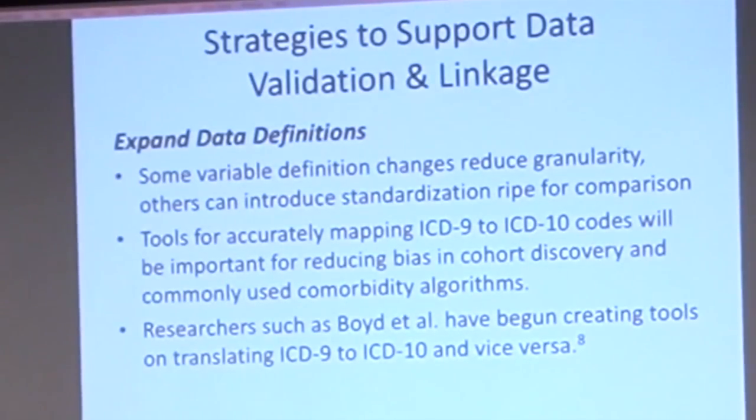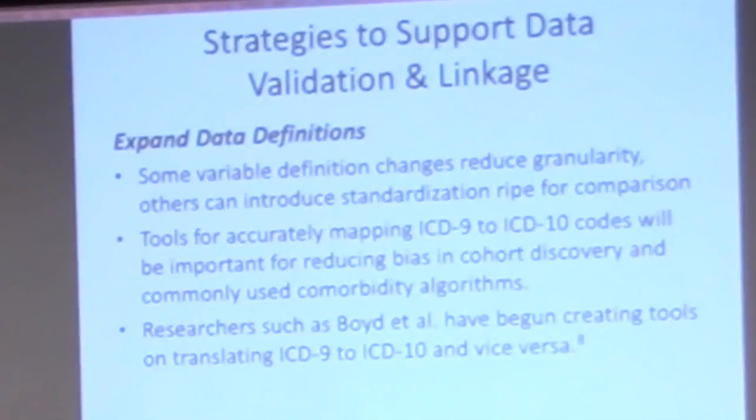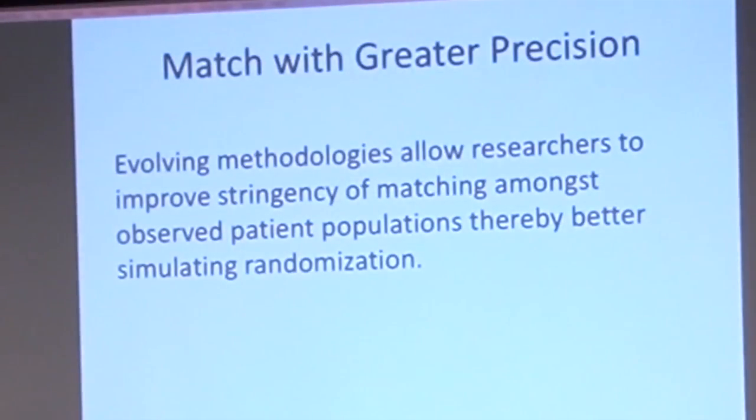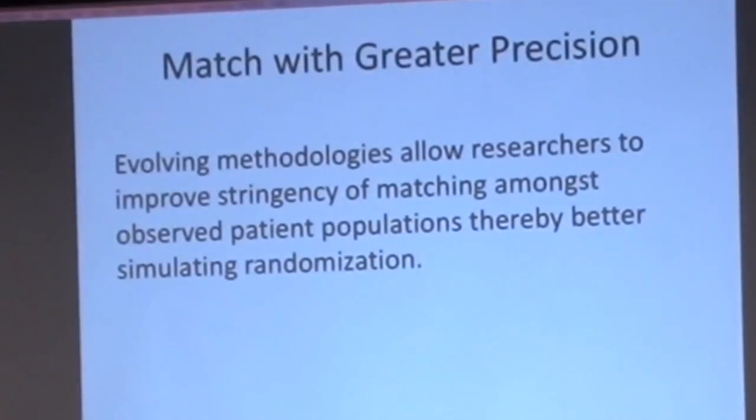The big move right now is moving from ICD-9 to ICD-10 codes. That's a very important component of our research right now, and researchers such as Boyd have begun creating tools to help with this translation. It's very important as we go forward to cohort discovery and maybe reducing bias further. We have to be able to match with greater precision. This gets a little bit into the work I do, whereby we do propensity score matching of certain patient populations to help better simulate randomization.